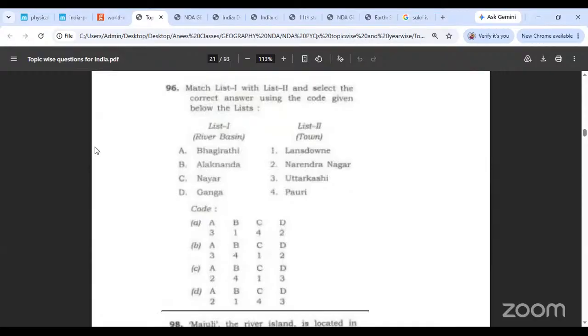बोलो जी, river bases को और उनके towns को match कीजिए. भागीरथी का तो पता होना चाहिए, वो तो बहुत बार किया है हमने. भागीरथी कहाँ जाएगा? उत्तरकाशी. वेरी करेक्ट. ओके. अलकनंदा कहाँ से निकलेगा? It is closer to that Rishikesh system, right? Nayar is famously option B. 3412. 341. हाँ, correct है. Nayar is going to be Lansdowne and Ganga is Narendra Nagar. We are going with 341.